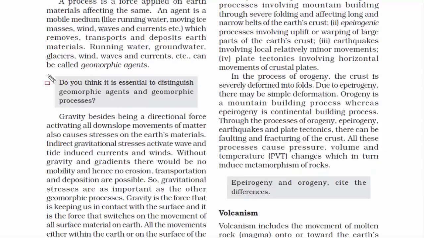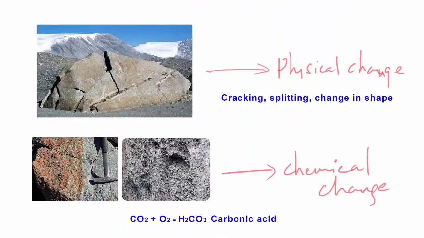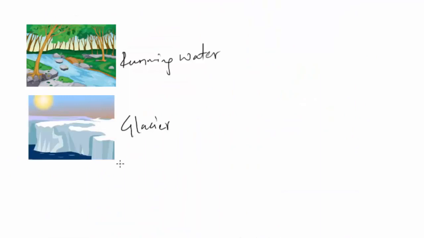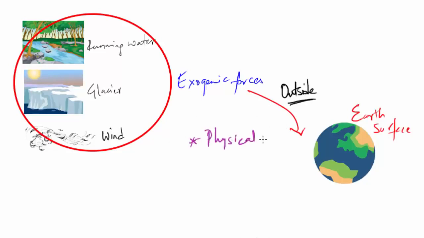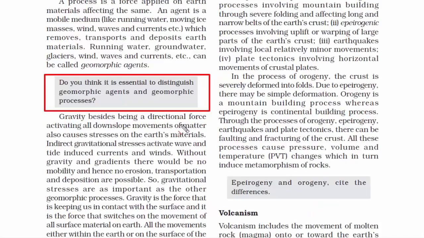There's a question here that says, is it essential to distinguish geomorphic agents and geomorphic processes? Well, they are almost the same. I mean, the Earth's surface goes through both chemical as well as physical changes. Now, running water, groundwater, glaciers, wind, waves, and currents, etc., are exogenic forces. They act on the Earth's surface from outside, and they cause both physical as well as chemical changes to the Earth's surface. But there's a process involved. It's not that quick that you and I can notice it instantly. It takes a while, and that's what the whole process definition is all about.